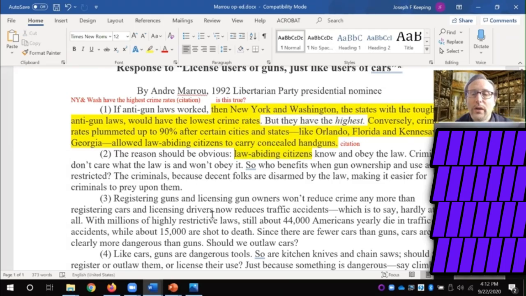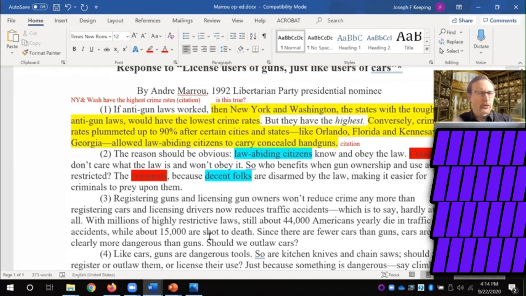Law-abiding citizens know and obey the law. The definition of a law-abiding citizen is a citizen who obeys the law. Criminals don't care what the law is and won't obey it. So who benefits when gun ownership and use are restricted? The criminals, because decent folks are disarmed by the law, making it easier for criminals to prey upon them. Okay, suspect elements: decent folks, criminals. I want to contrast these, so I'm going to highlight that in a different color.